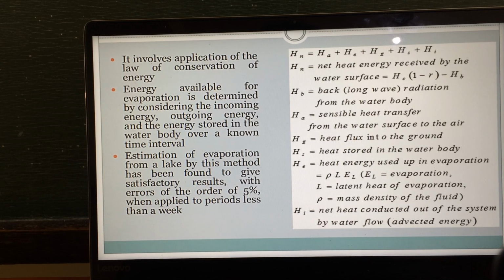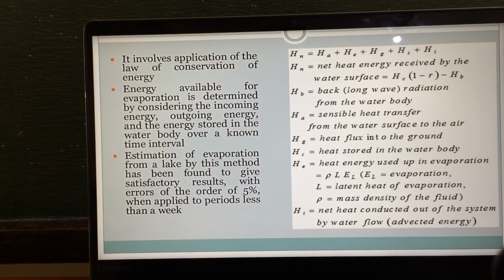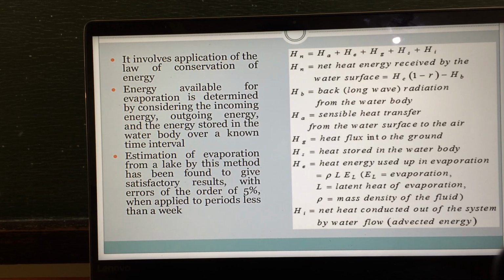H sub E is equal to heat energy used up in evaporation, which is equal to density times L times E sub L, where E sub L is equal to evaporation, L is equivalent to latent heat of evaporation, and P is equal to mass density of the fluid. H sub I is equal to net heat conducted out of the system by water flow as advected energy.